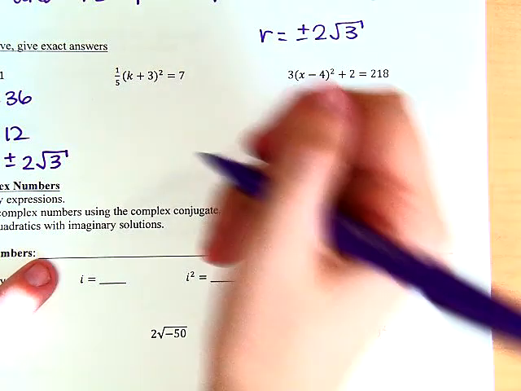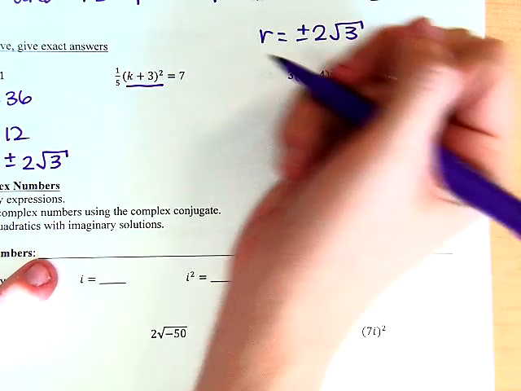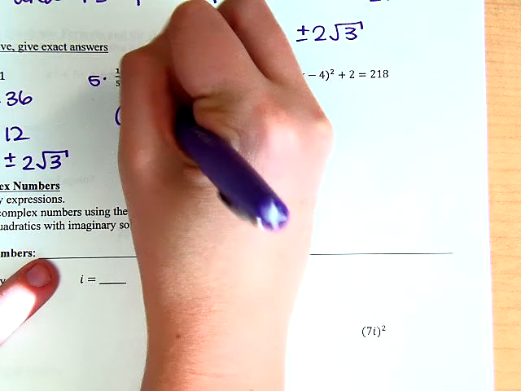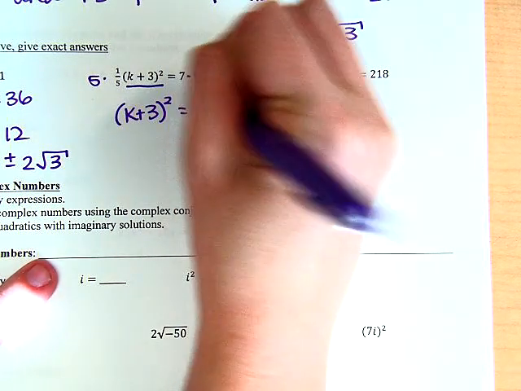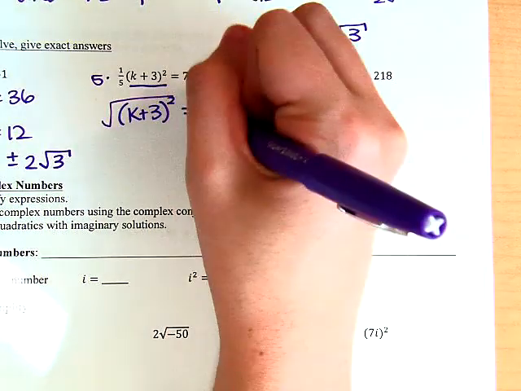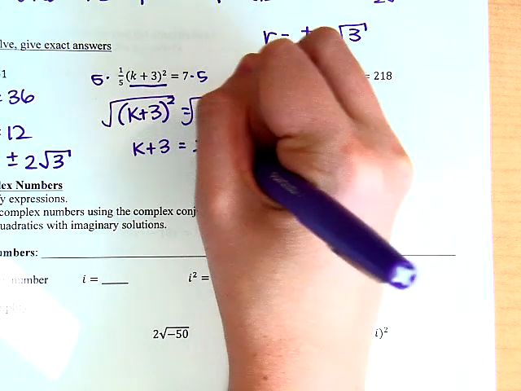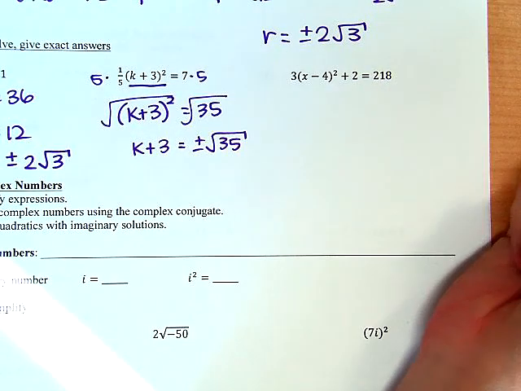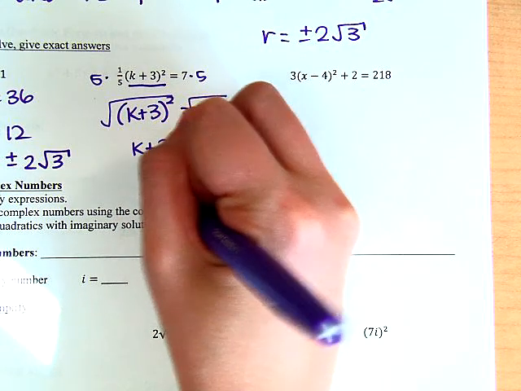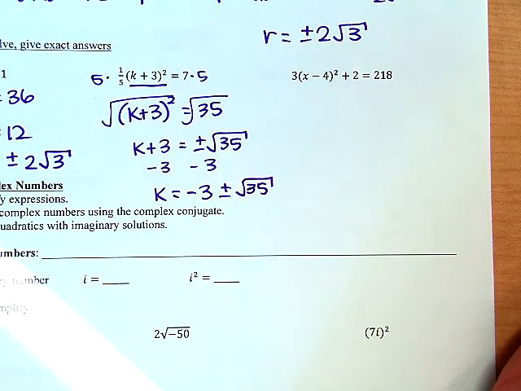1/5, and then this part. So I want to get this part by itself here. So I'm going to multiply by 5. So I get k plus 3 squared equals 35. So that now when I square root, I get k plus 3 equals plus or minus the square root of 35. We can't actually simplify that one. So that when I subtract 3 over, I get k equals negative 3 plus or minus square root 35.